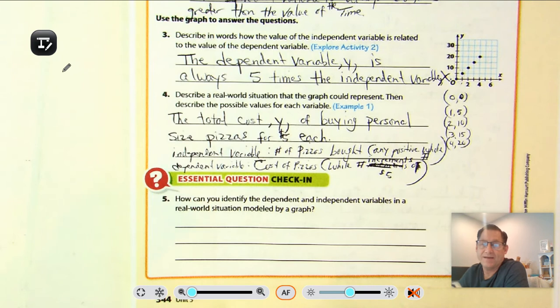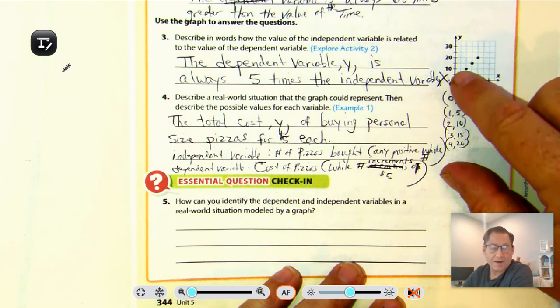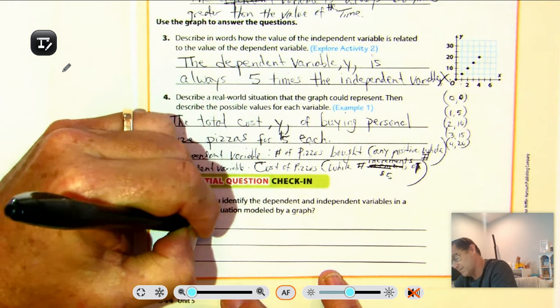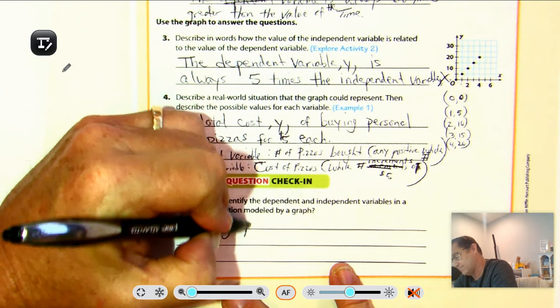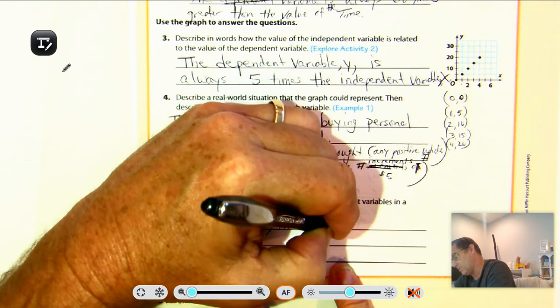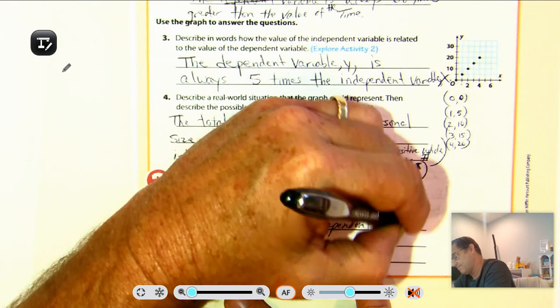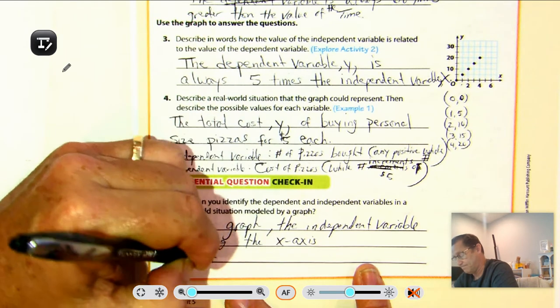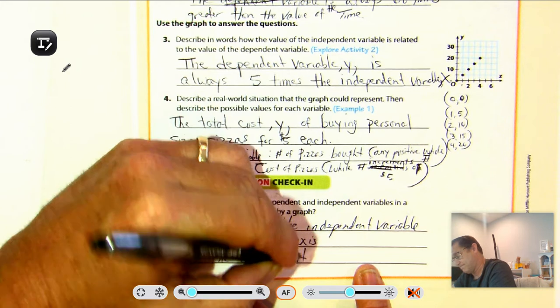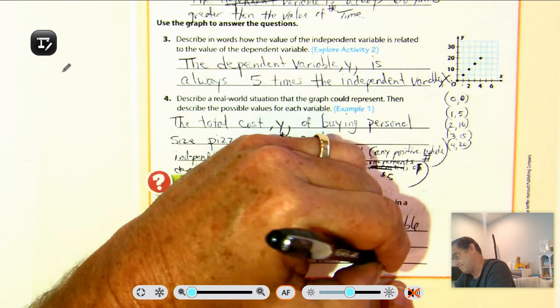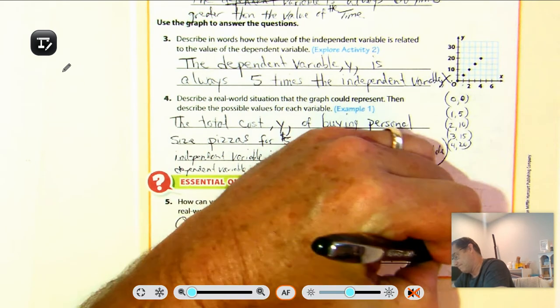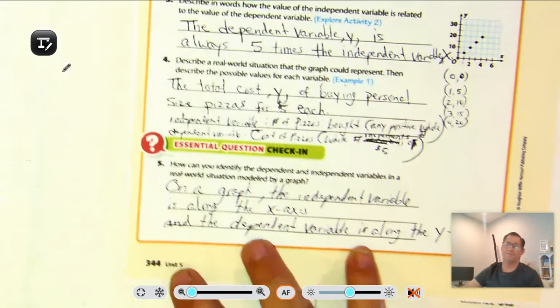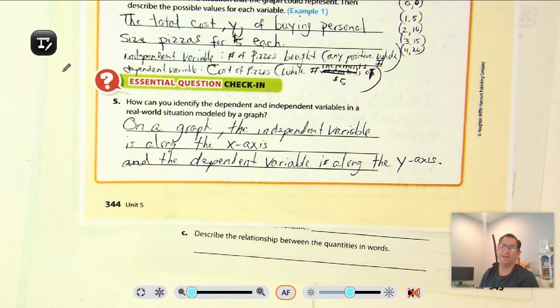All right, number 5. How can you identify the dependent and independent variables in a real-world situation modeled by a graph? Well, the y is the dependent variable. The vertical axis is along the y-axis. The independent variable is along the x-axis. On a graph, independent variables are along the x, and the dependent variables are along the vertical axis or the y-axis.